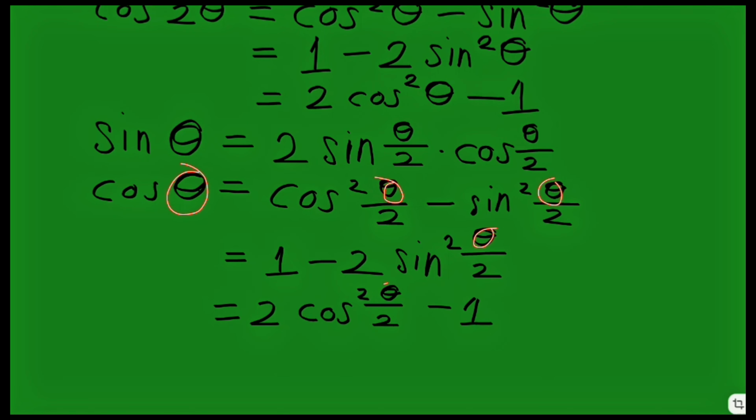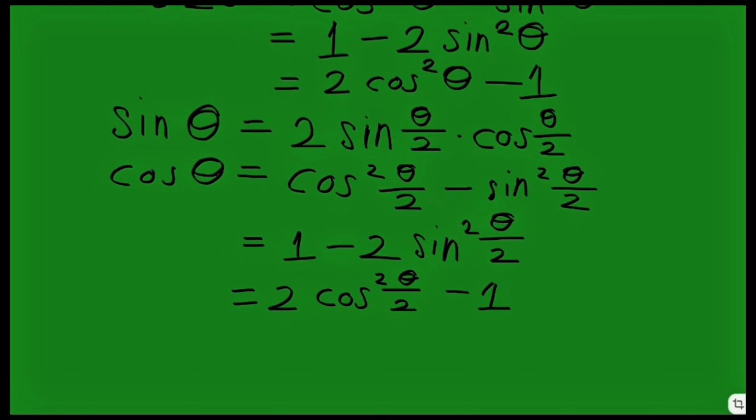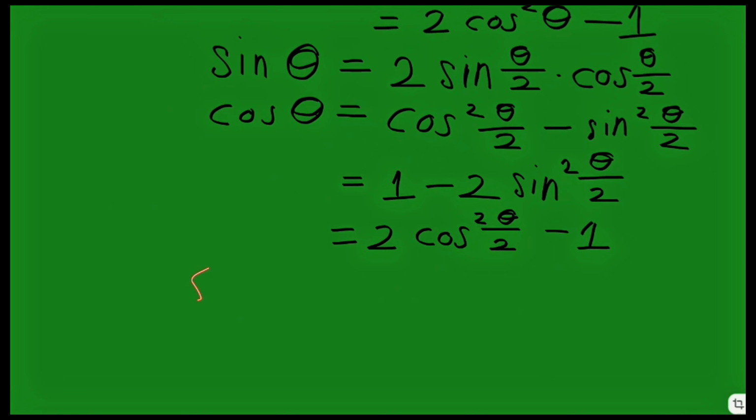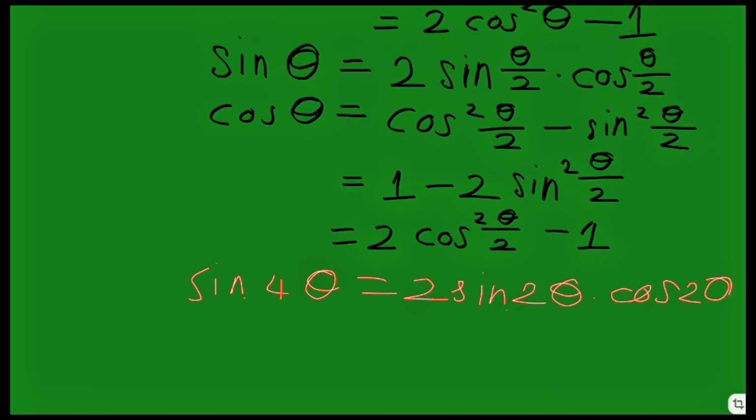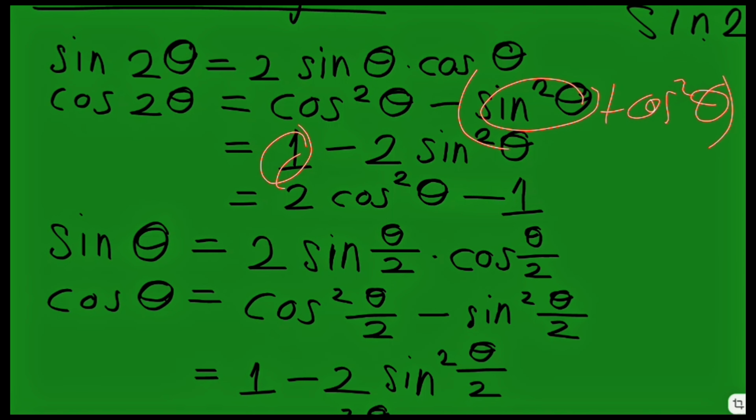So keeping that in mind, that means if we ever get to have sine 4 theta, it's going to be equivalent to 2 sine 2 theta cos 2 theta. And then from here, we could also get other double angles. So that right there is double angles.